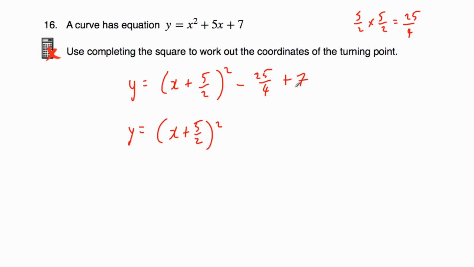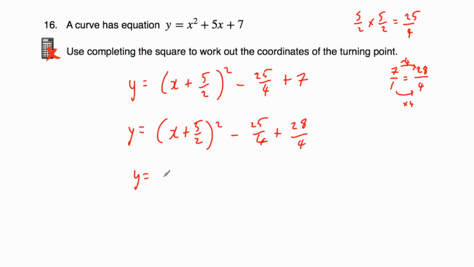Now 7, if we write it as a fraction with a denominator of 4, that would be better. So we've got 7 over 1, we want that to be equal to something over 4. So to get from 1 to 4, we times by 4, so 7 times 4 would be equal to 28. So that means that 7 is equal to 28 quarters. So that means we've got minus 25 over 4 plus, and instead of 7, we're going to write 28 quarters.